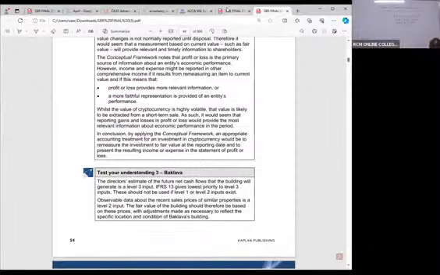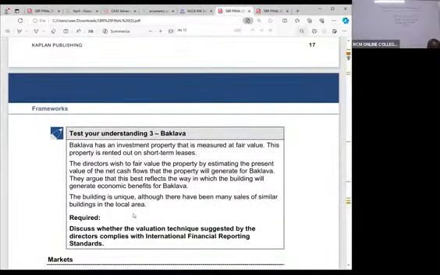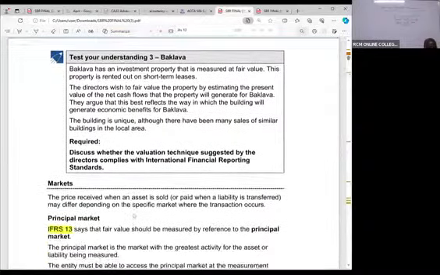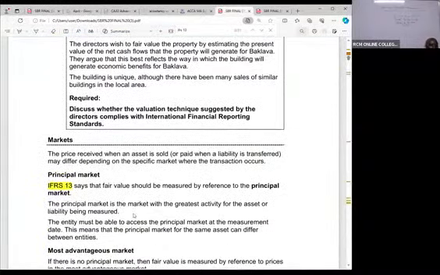Ladies and gentlemen, from there, we go straight away to markets. Very, very common. If you did last semester's exam, they gave us a question from this area. Markets. The price received when an asset is sold or paid when a liability is extinguished may differ depending on the specific market where the transaction occurs. We have 2 types of markets: the principal market and the most advantageous market.